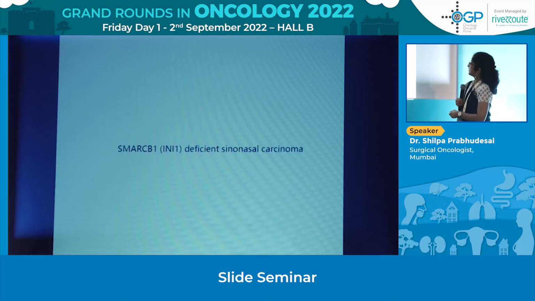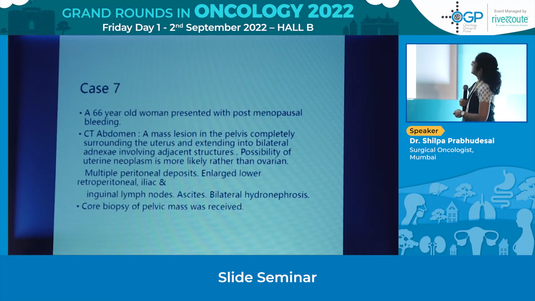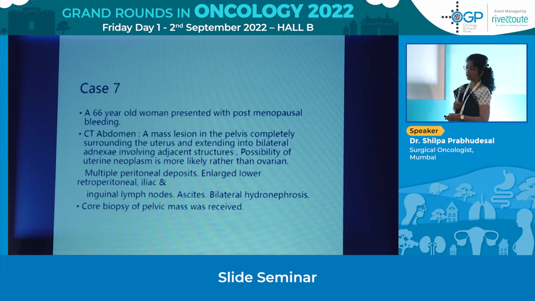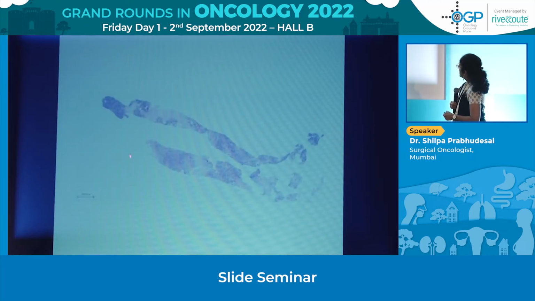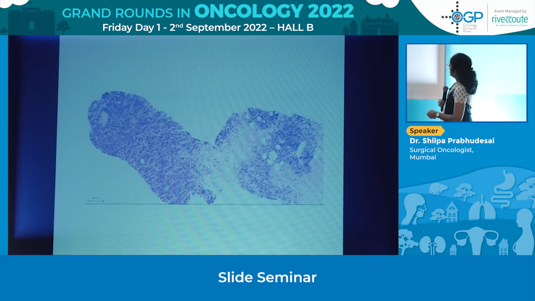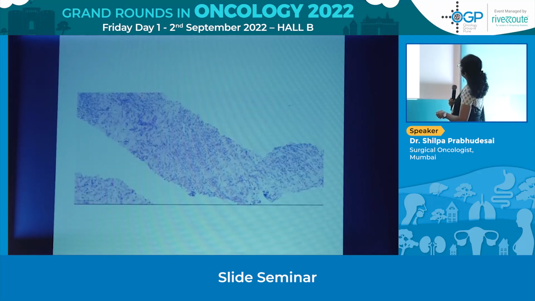I'll come back to this case a little later after case number 7, which is a 66-year-old woman who presented with a mass lesion in the pelvis. Now this lesion was completely surrounding the uterus and there was extensive local disease. What we got was a core biopsy of the pelvic mass. Again, a tumor with what looks like areas of necrosis. Blue looking tumor, trabeculae, cords.